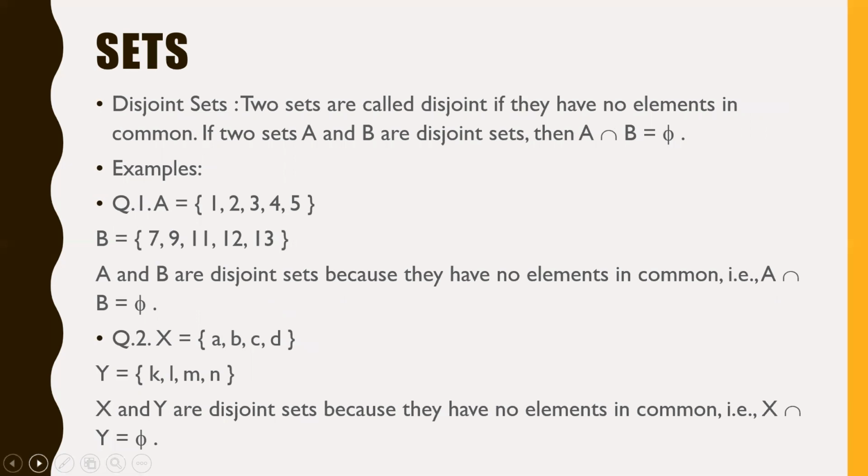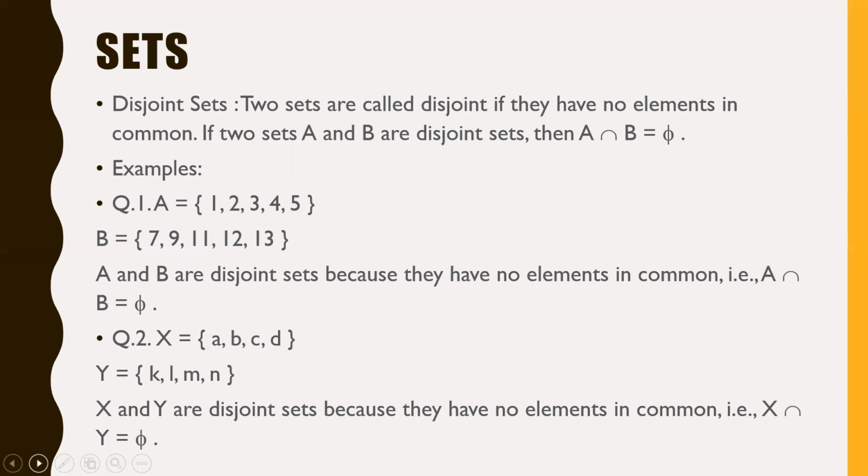Disjoint sets. Two sets are called disjoint if they have no elements in common. If two sets A and B are disjoint sets, then A intersection B is equal to null.